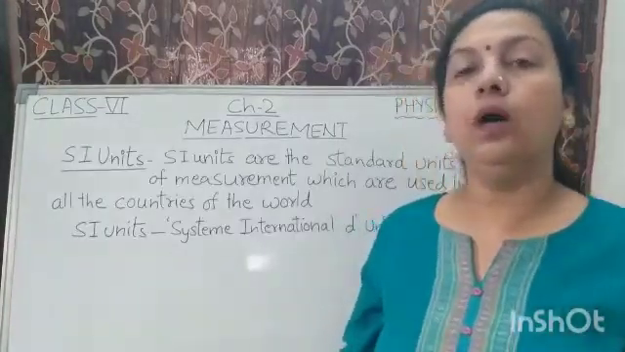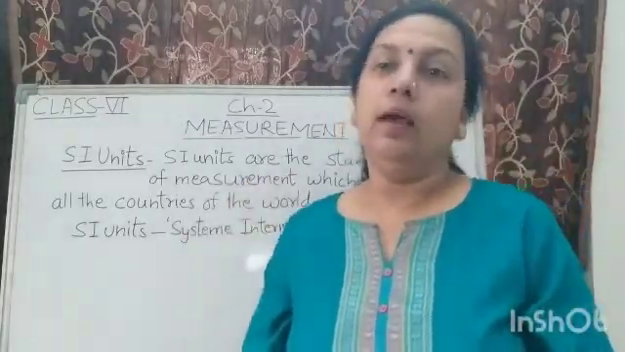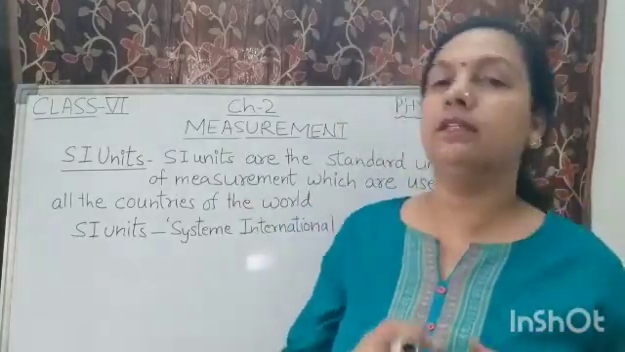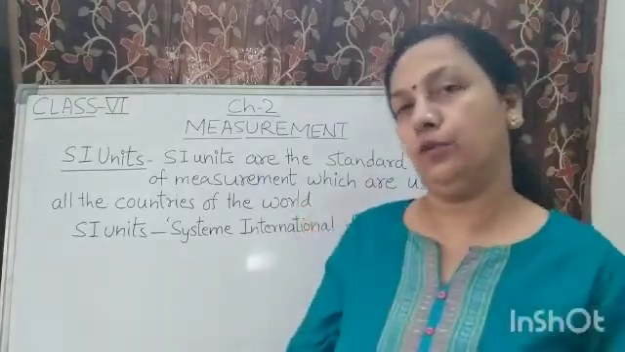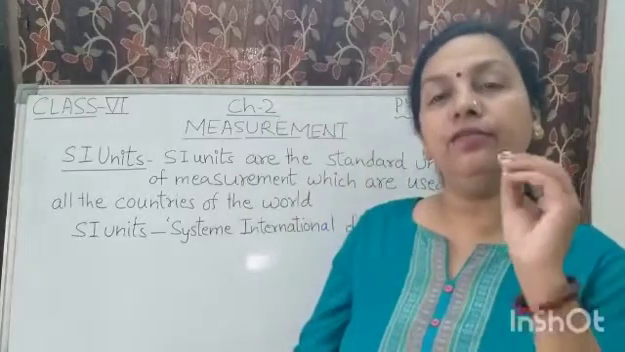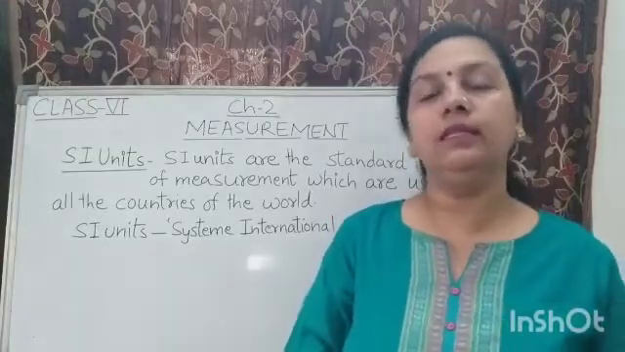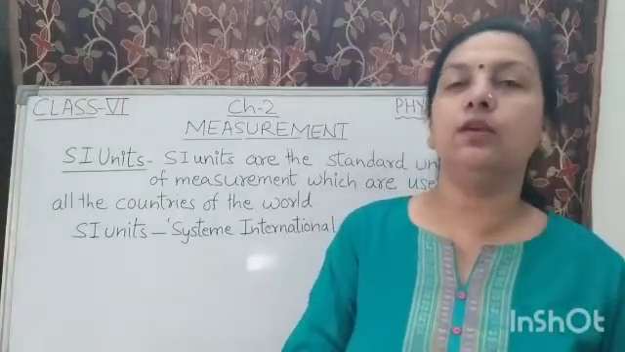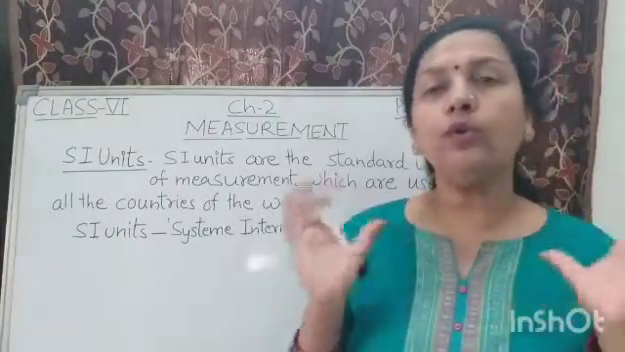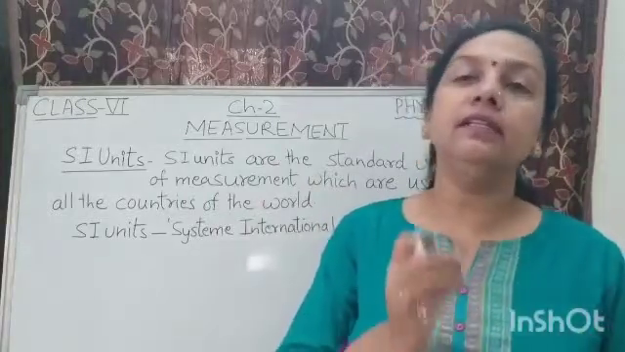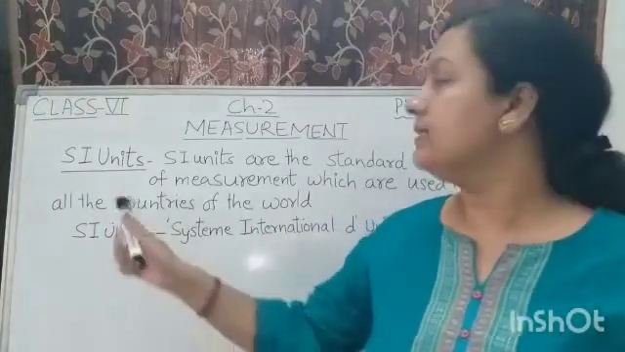So children, we know earlier people had different parameters to measure something. They used those parameters as per their convenience, but that led to confusion, and to avoid that confusion a fixed unit was needed. So to have uniformity in the measurement of various physical quantities like length, mass, time, etc., scientists all over the world have adopted the International System of Units. The units of this system are called SI units.